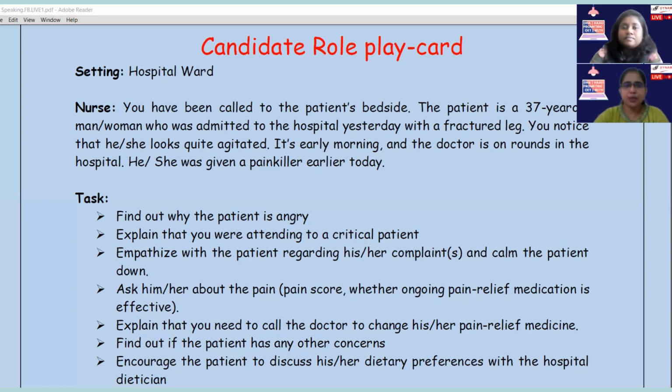Thanks for sharing this with me, Miss Blessy. Regarding the food, I can request the hospital dietitian to visit you shortly to discuss your food preferences, after which she can customize your diet plan to meet your needs. How do you feel about what I'm proposing? Yes, that's fine.